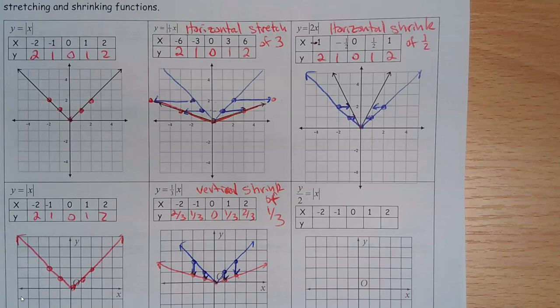And the functions are different, but what's the difference between a horizontal stretch of 3 and a vertical shrink of 1/3? Nothing. They're the exact same thing. So I can squish it vertically or I can stretch it horizontally. I'll produce the same picture.